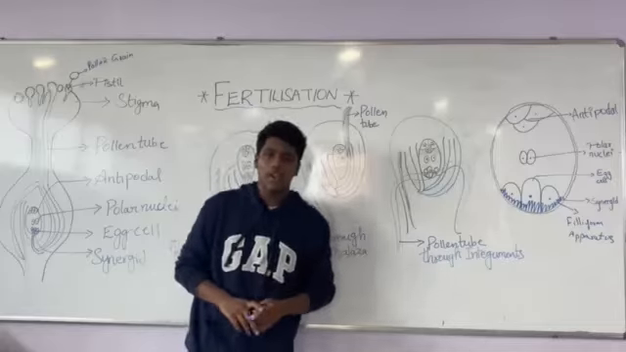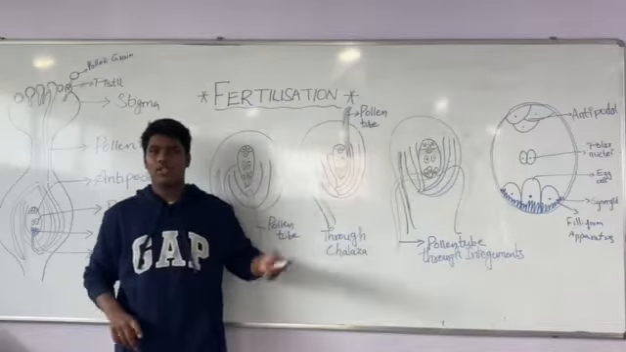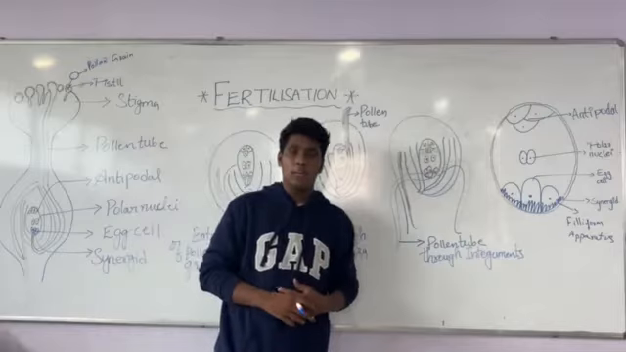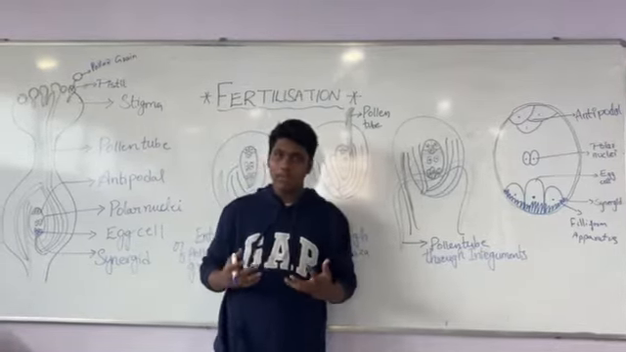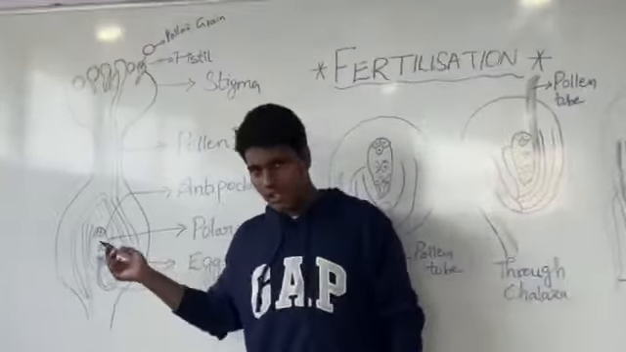Hi everyone, today's topic is fertilization in angiosperms. Angiosperms are plants which can produce flowers. The process of fertilization in an angiosperm begins with the pollen-pistil interaction.